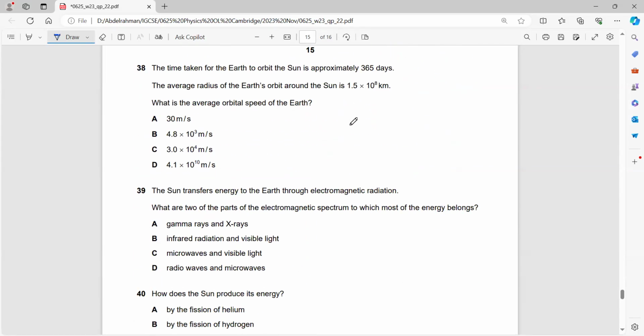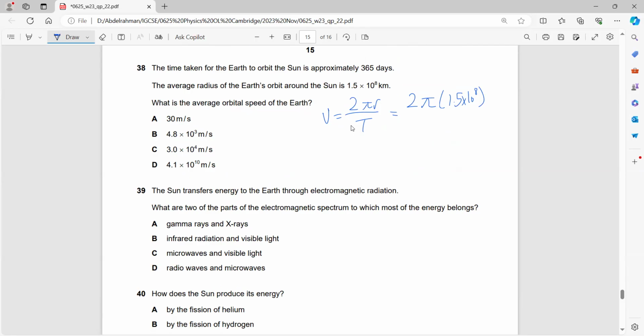Time taken for the Earth to orbit the Sun is about 365 days. The average radius of the Earth's orbit is about 1.5 times 10 to the power 8 kilometers. What's the average orbital speed in meters per second? What's the equation we should use for the orbital speed? It's 2 pi R over T, where T is the period. Yes. Speed equals 2 pi r over t. 2 pi times the radius, 1.5 times 10 to the power of 8.